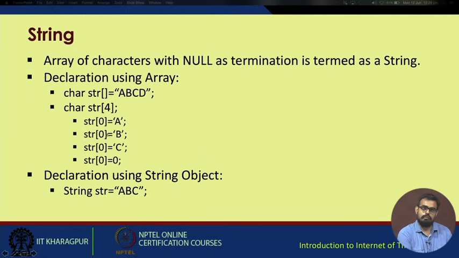If you keep on storing in the same location, the last character stored will be updated, and the others will be overwritten. If you want to store in different locations, you just change it to str[0], str[1], str[2], str[3] and so on. So you will have consecutive A, B, C, 0 side by side in these locations.